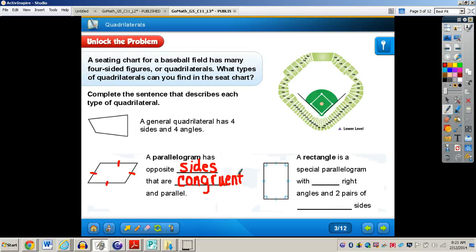Okay, now if we take a look at a rectangle, it is a special parallelogram. We can see that a rectangle has 4 right angles. We can see all of that right here: 1, 2, 3, 4. And we can see 2 pairs here of perpendicular sides. I'll just write perp here. You need to write perpendicular there. Now remember, perpendicular lines are lines that intersect to form 4 right angles. So we can see 2 pairs of perpendicular sides with a rectangle.